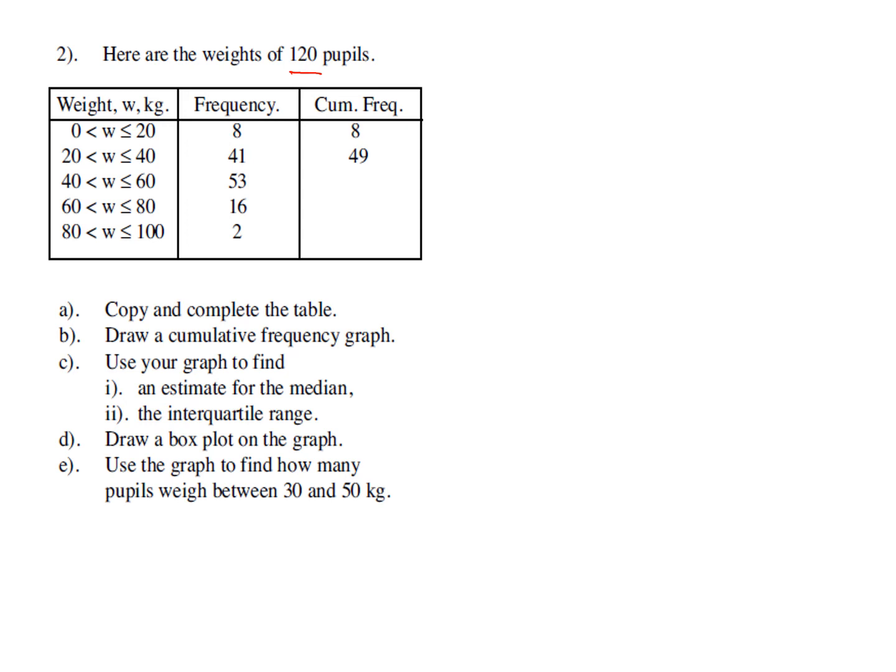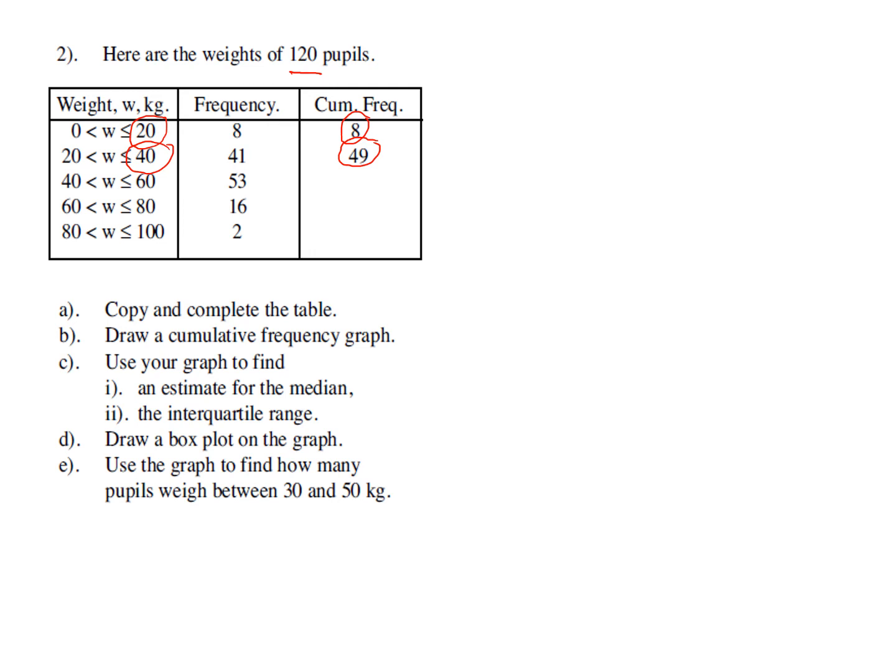Just as a reminder, you plot the 8 at the top end of the interval. So that plots at 20. You plot the 49 at 40, etc. So you do those with crosses. I'd recommend getting a ruler and joining them together with a straight line.